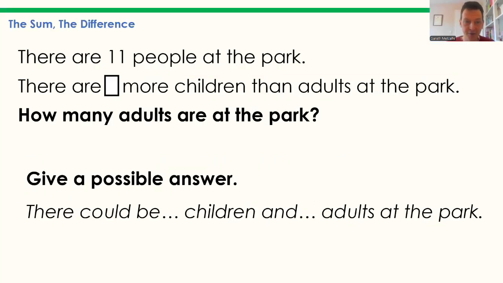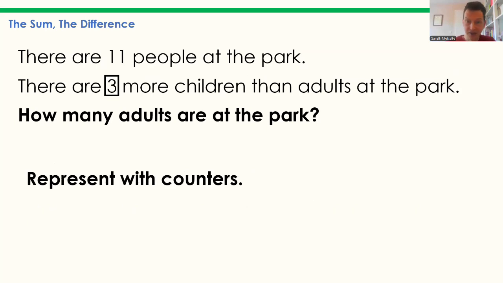Here's one I've used with year 4. There are 11 people at the park. There are some more children than adults at the park. How many adults are at the park? Now, because I've hidden that number, there are different possible answers that the children can identify, almost toy around with. And that comes before we then show that number and represent with counters.